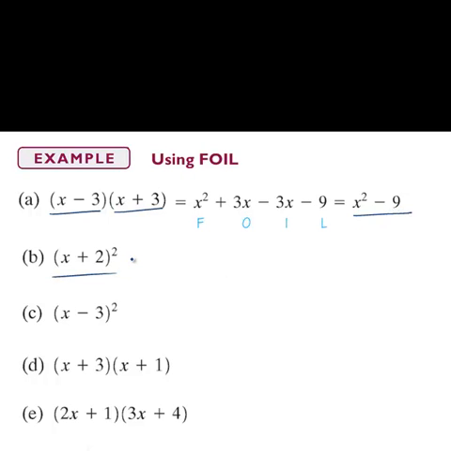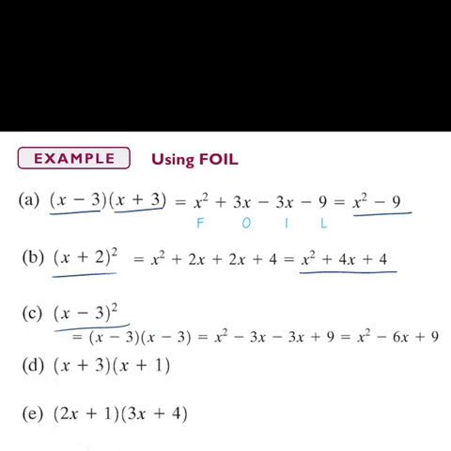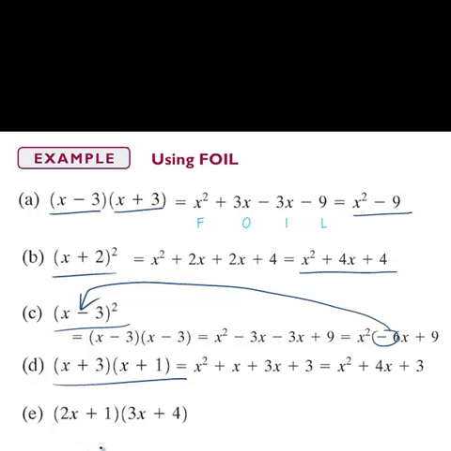Here we have x plus 2 squared, meaning x plus 2 times x plus 2, which you can FOIL out to give you x squared plus 4x plus 4. Here we've got x minus 3 squared, same sort of discussion. But notice this time that this symbol right here is a subtraction symbol that corresponds to this subtraction there, the x minus 3 piece. Here we've got x plus 3 times x plus 1. FOIL it out to give you your x squared plus 4x plus 3.